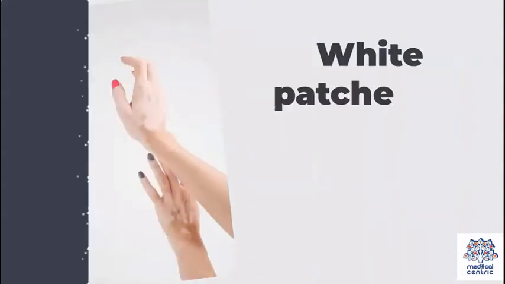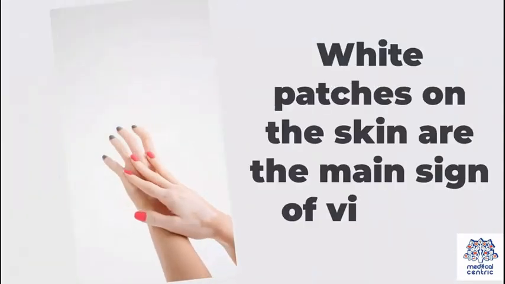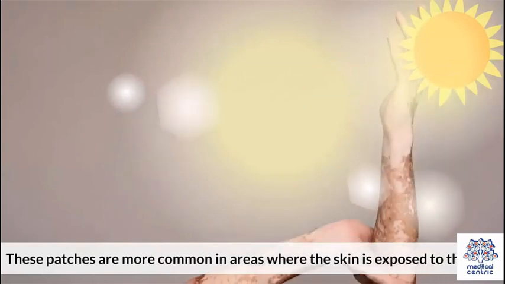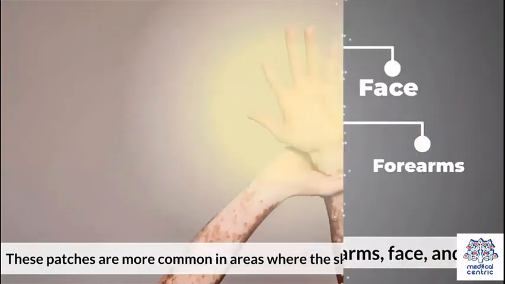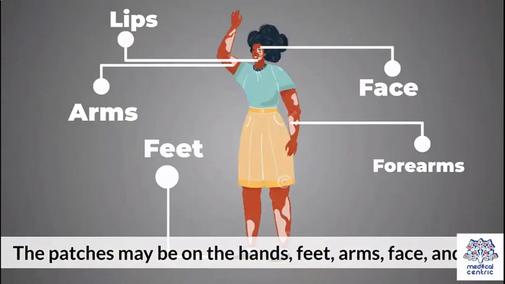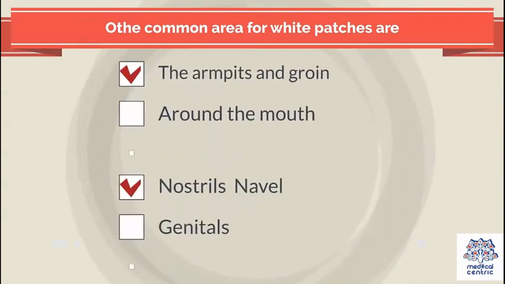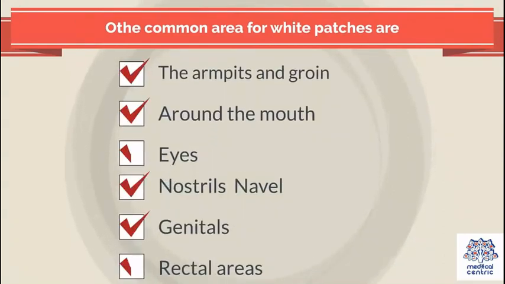Symptoms. White patches on the skin are the main sign of vitiligo. These patches are more common in areas where the skin is exposed to the sun. The patches may be on the hands, feet, arms, face, and lips. Other common areas for white patches are the armpits and groin, where the leg meets the body, around the mouth, eyes, nostrils, navel, genitals, and rectal areas.